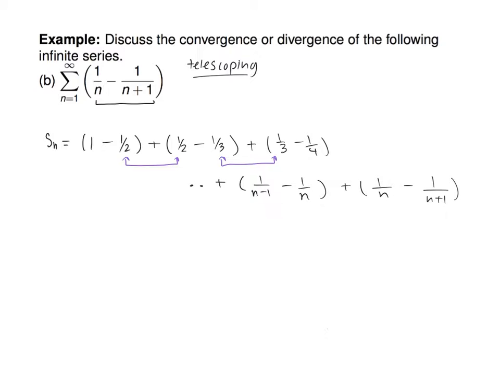And so then you see that there's some kind of cancellation pattern happening, right? There are only 2 things that remain when you do all the cancellations. What are they? The first one is 1 over 1, and the last is 1 over n plus 1.